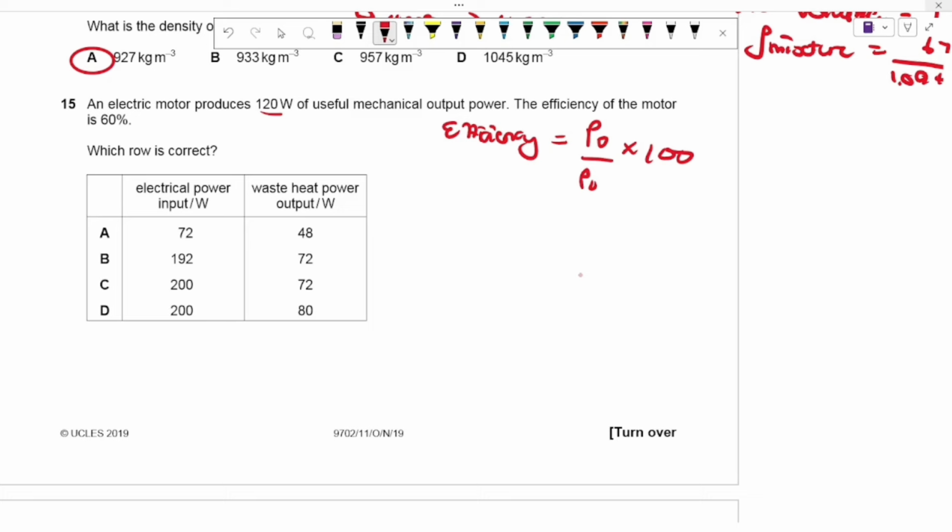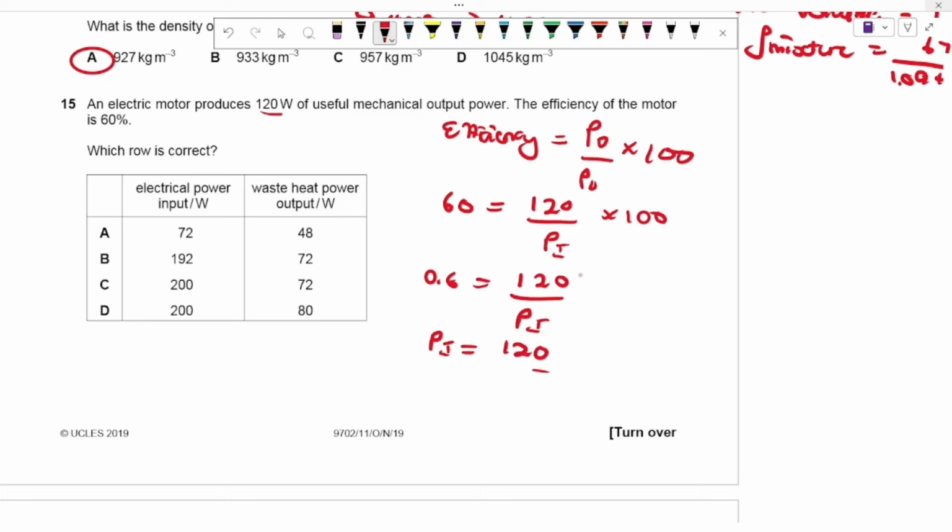Okay, so in this case, you have 60 being equal to, what is our power output? 120. What is our power input? We don't know. Times 100. If I divide this, I get 0.6 being equal to 120 divided by my power input. So it means that my power input is going to be equal to 120 divided by 0.6. That's going to give me a power input of 200 watts.